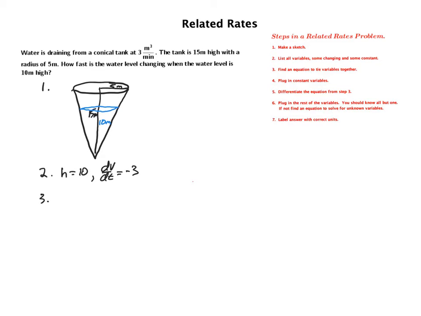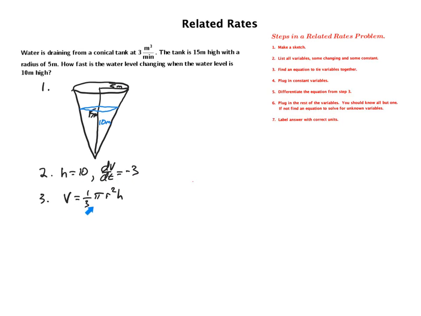Next, let's find an equation. The cone's volume is 1/3 pi r squared times h. Now, before we differentiate, let's look at our equation, the variables in it, and what's going to happen when we differentiate this equation. So V, the volume, is going to become V prime. And we know that the change in volume is -3. So that's going to work out well.